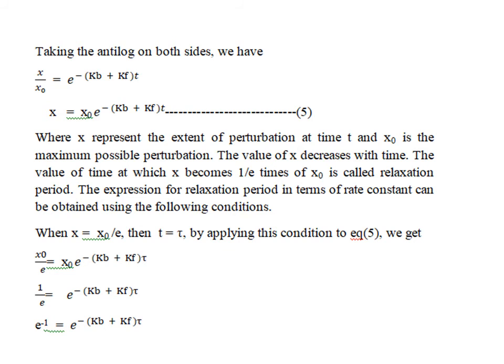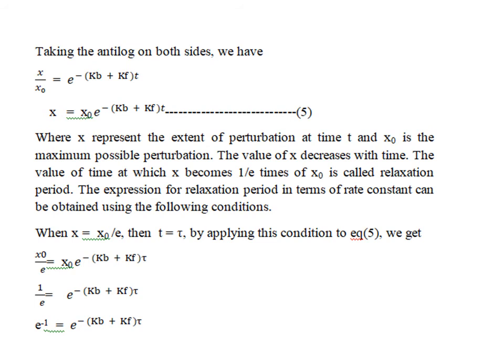The expression for relaxation period in terms of rate constant can be obtained using the following condition. Condition is when x is equal to x naught over e, then t is equal to tau, that is, the relaxation time. By applying this condition to equation 5, we get x naught over e, that is equal to x naught into e raised to the power minus (kb plus kf) into tau.